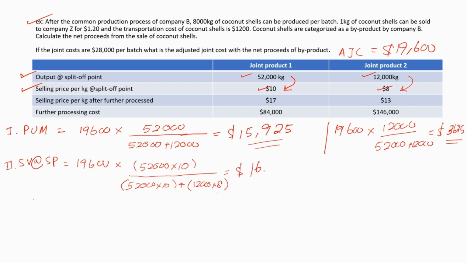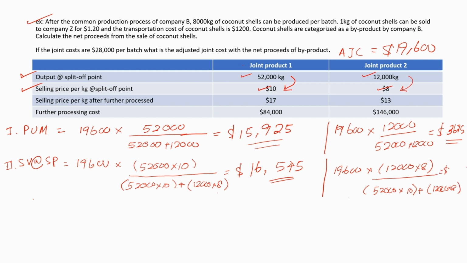This is equal to $16,545. Now let's calculate for joint product 2. Remember that we need to calculate the sales value. We cannot use the sales price directly. This is equal to $3,054.5. As you can see, these values are not the same. This is because we used different methods to apportion the joint costs.